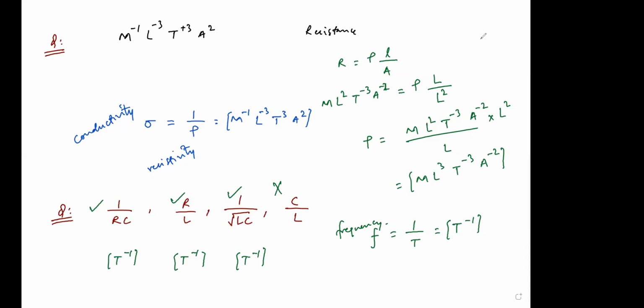Sir, I have one more doubt. Okay, just ask. In the 11th question, what is the dimension formula of capacitance? Because in the last class we did it, but there is no such option in column 2.